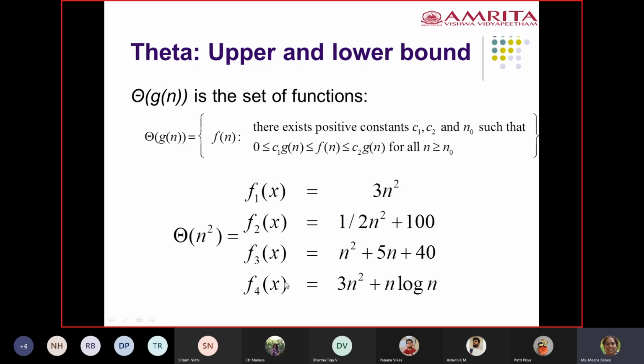Now we see this part. f4(x), now we have said it as 3n square plus n log n. You should be able to prove that yes, you are able to find C1 and C2 such that this is O of n square as well as omega of n square.